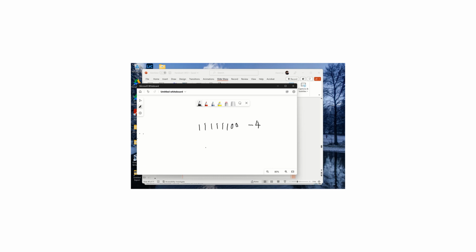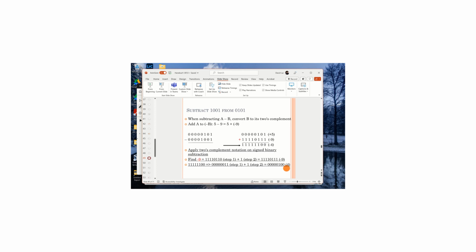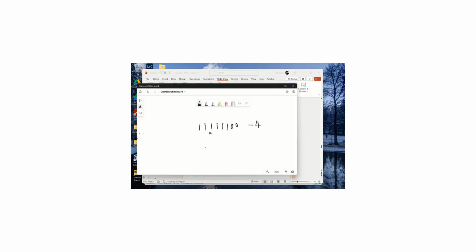Okay. Let's see, the positive number 4. Positive number 4 would be 0, 0, 1, 0, 0, 0, 0, 0, right? Because this place value is 1, this place value is 2, this place value is 4. So that represents positive 4.